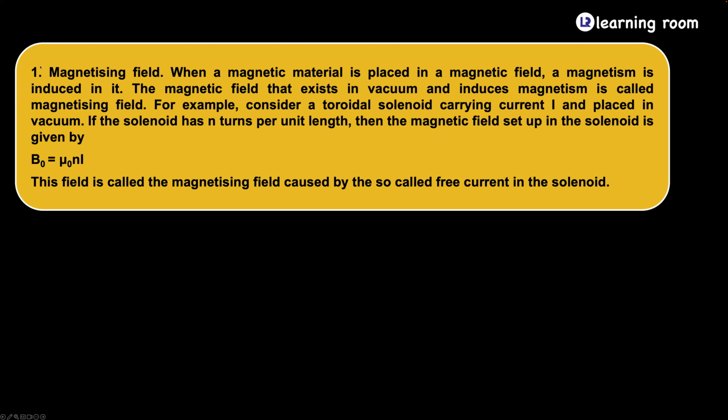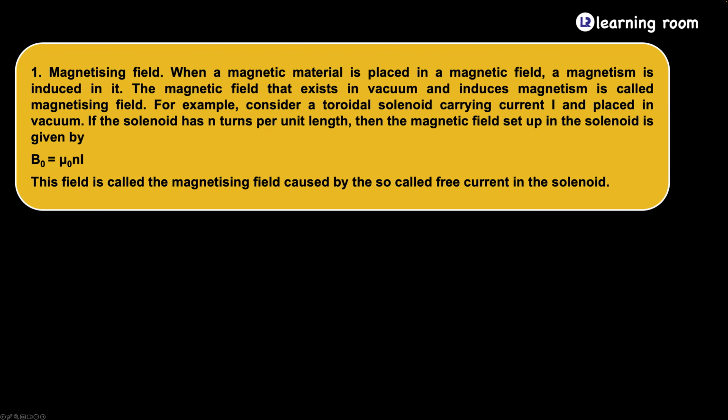Now, let's understand what this magnetizing field is. When a magnetic material is placed in a magnetic field, what is the magnetic material in the example that I did? The bar magnet is not the magnetic material. Sorry, the bell pin is the magnetic material, right? Who is generating that magnetic field? The bar magnet, right? What will happen? Magnetism is induced in it.